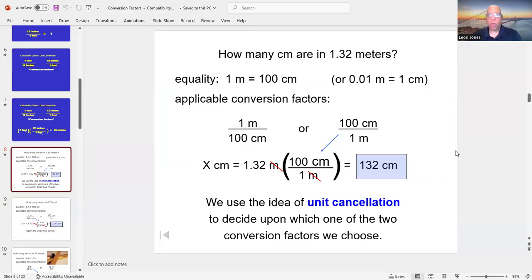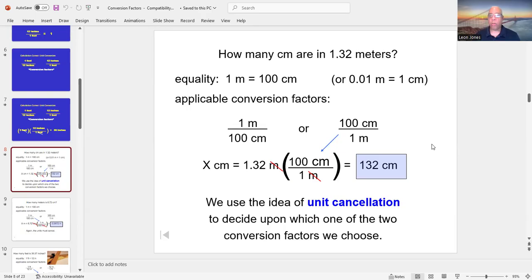How many centimeters are in 1.32 meters? Now we're in SI units right now. So right now, equality, 1 meter equals 100 centimeters, or if you really want to get down to business, 1/100th of a meter equals 1 centimeter. Let's plug it in. So you have X in centimeters. So what I want to do is convert meters to centimeters.